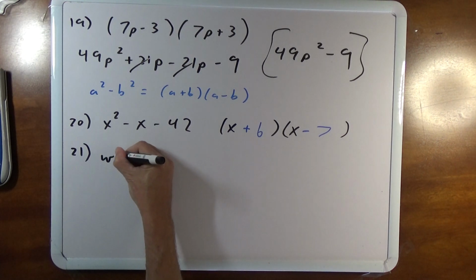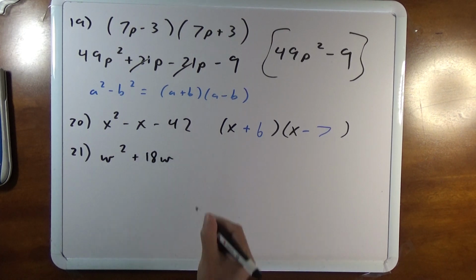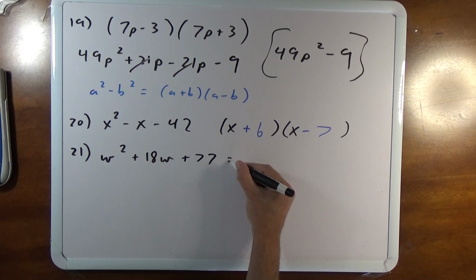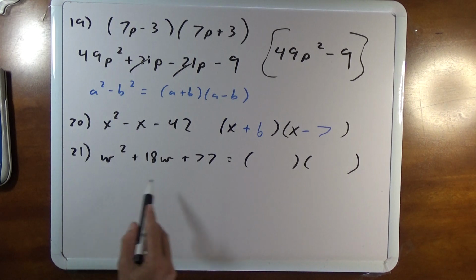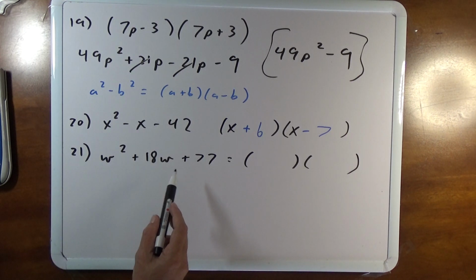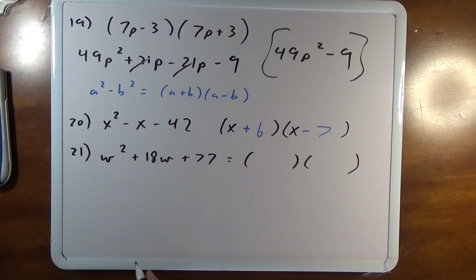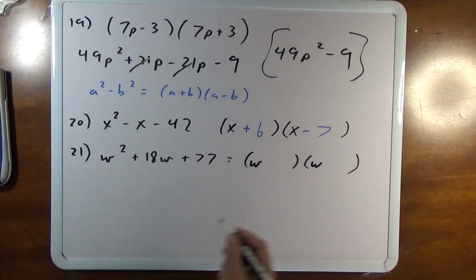W squared, this is 21, plus 18w, plus 77. Basically the higher these numbers are, the trickier it can get, especially my x squared term, or in this case w squared term. So this one is just w squared, so w and w.